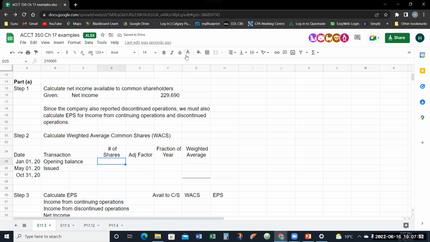Right, so 210,000 shares is what they started with. May 1st, they issued 8,000 shares. And then October 31st, they retired 14,000 shares.